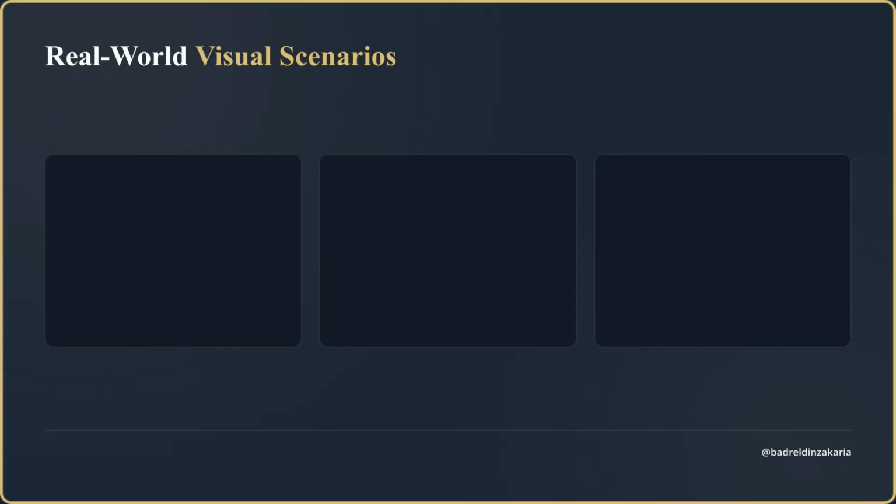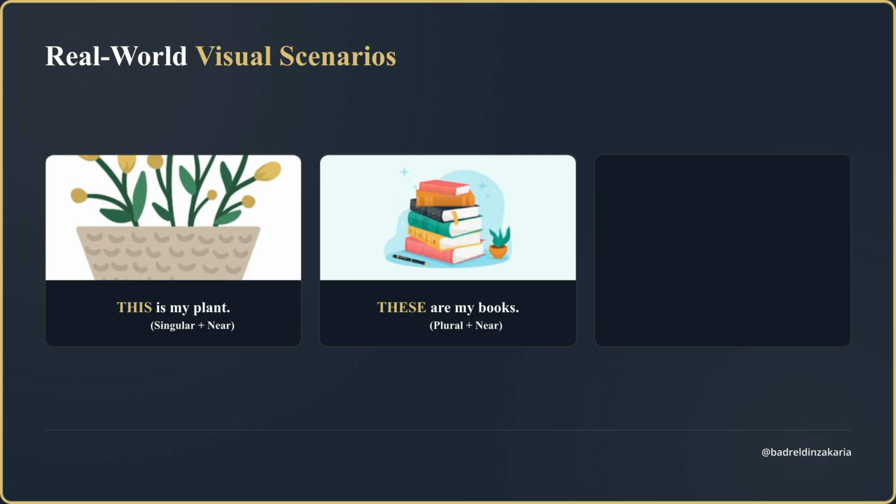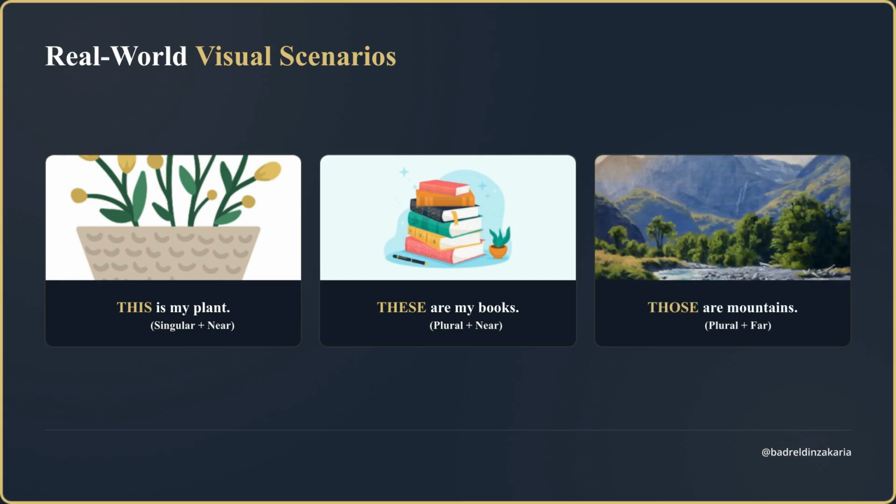Let's look at real-world examples. This is my plant for a singular near object. These are my books for plural near objects, and those are mountains for plural far objects.